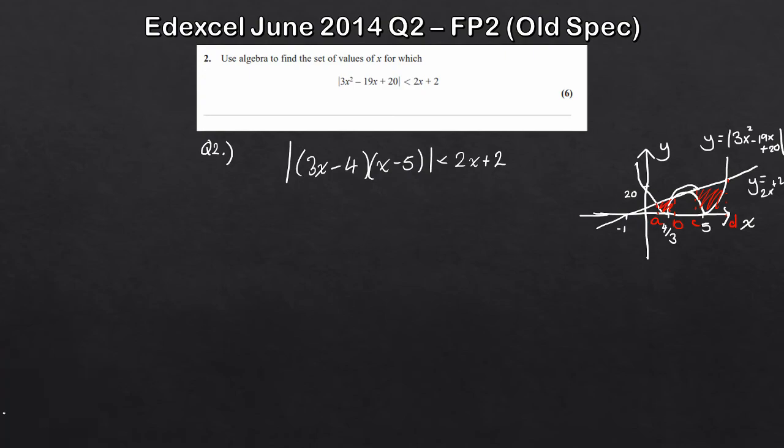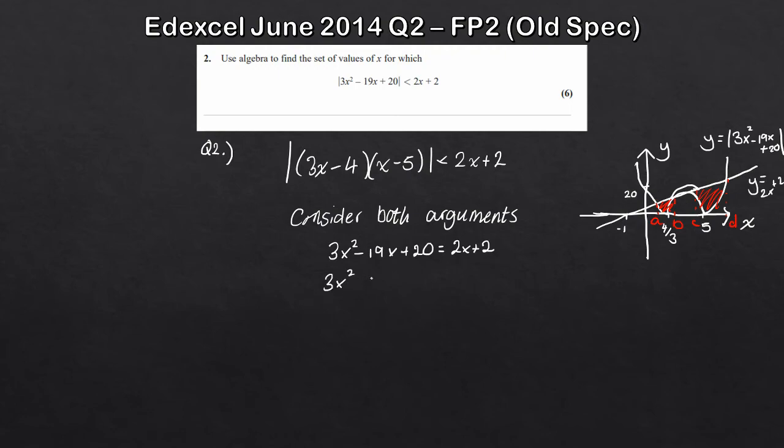So to do that algebraically, we just need to consider, again, both arguments. So what do we mean by that? Well, we'll consider the positive argument here, so that's going to be 3x squared minus 19x plus 20 is equal to 2x plus 2. If we solve this now, we'd subtract 2x plus 2 off both sides. So that gives us 3x squared minus 21x plus 18 equals 0.